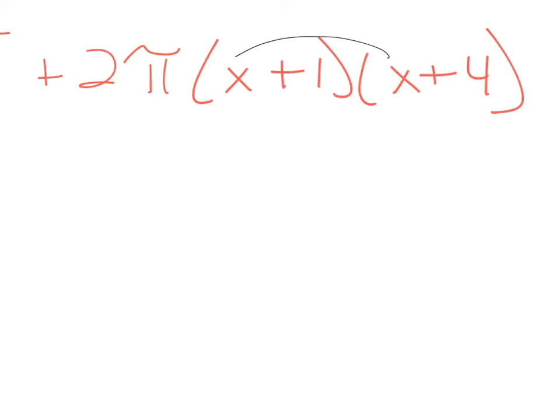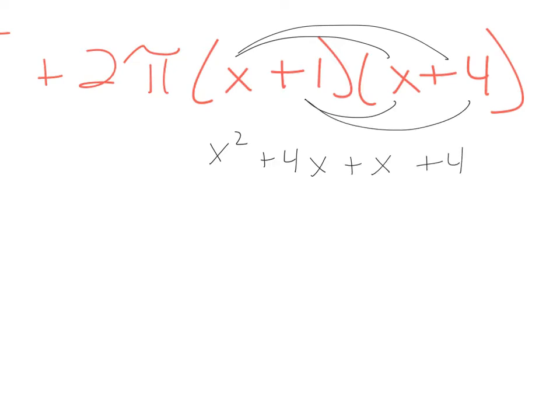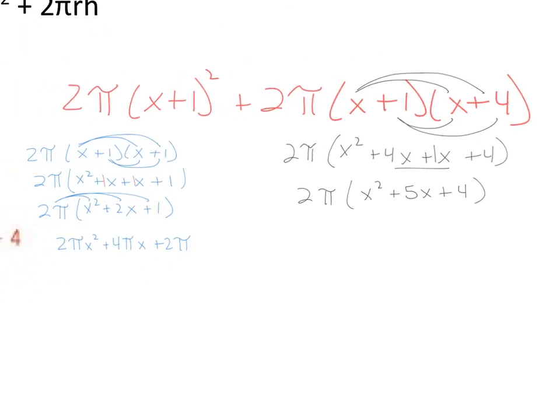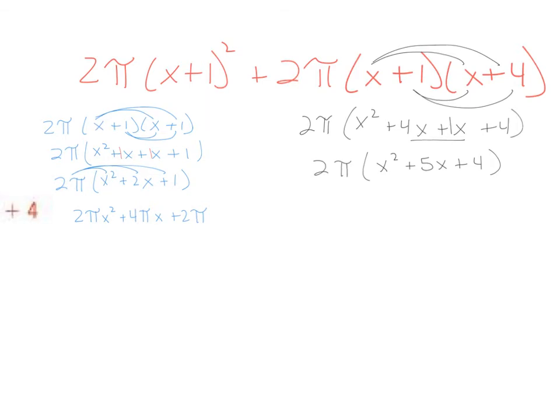I'm going to distribute and get x squared plus 4x plus x, or 1x, plus 4. So again, I'm going to combine like terms here in the middle and get x squared plus 5x, remember there's a 1 in front there, plus 4. And now again, I still have this 2 pi hanging out here that I'm going to have to address. So just like on the first part, we're going to distribute it. I'm going to distribute and get 2 pi x squared plus 10 pi x plus 8 pi.